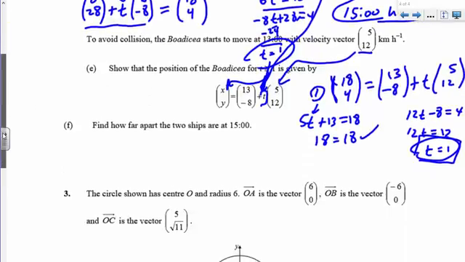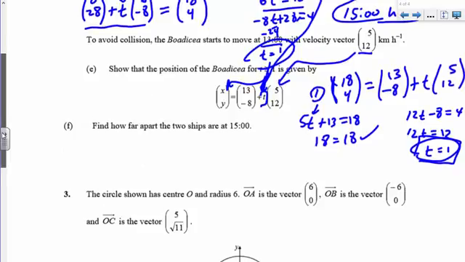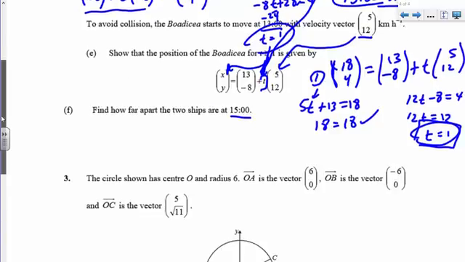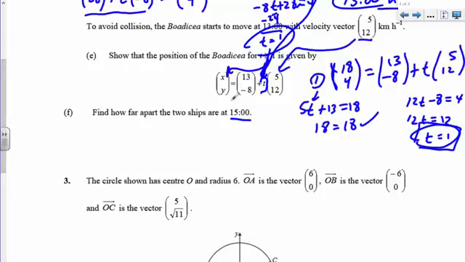Okie doke. So find out how far apart the ships are at 1500 hours. So what I'm going to do is I actually have to figure out the position of the Aristides at 1500 hours and the position of the Bodhi at 1500 hours and figure out a vector between their two positions and find its magnitude. This is kind of interesting, but it's not that hard.